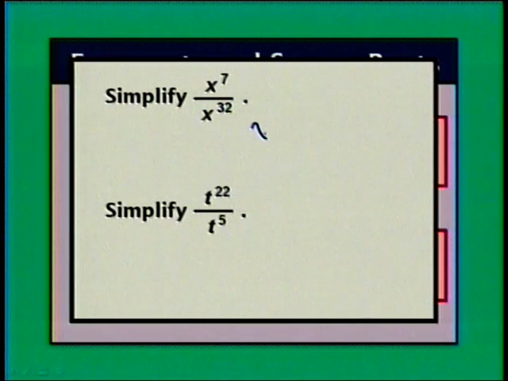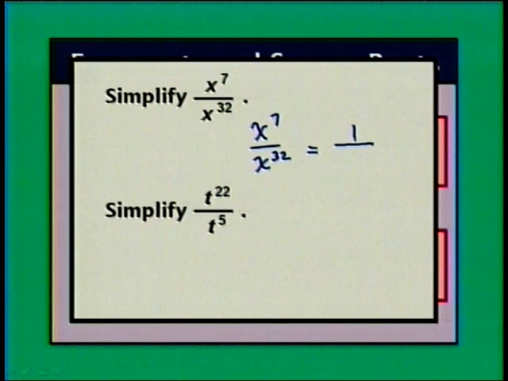What if I wanted to simplify x to the 7th over x to the 32nd? Well, 32 is a larger number than 7, and when the exponent in the denominator is larger than the exponent in the numerator, you can speed things up if you go ahead and move the factors to the denominator. So according to the rule we just looked at, this is going to be equivalent to 1 over x to the 32 minus 7, which is 1 over x to the 25th.